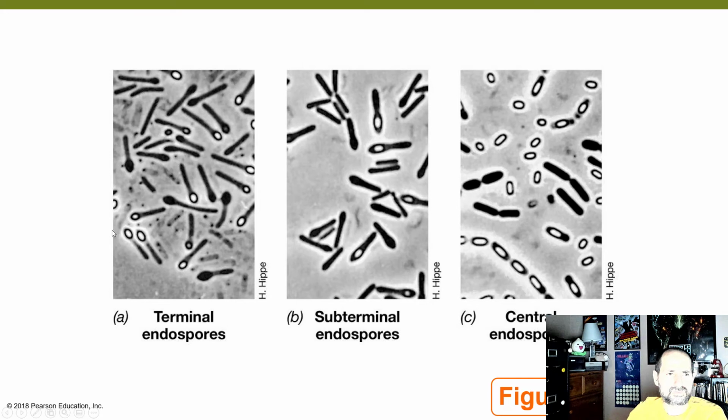These endospore formers can form endospores in a variety of locations. Some bacterium are known for terminal endospores, which means the endospore forms at the terminus, at the end of the cell. Subterminal endospores form near the end of the cell, or central endospores form at the center of the cell.